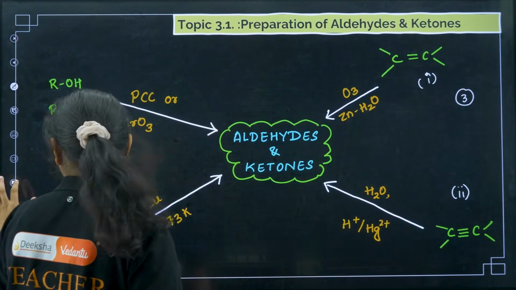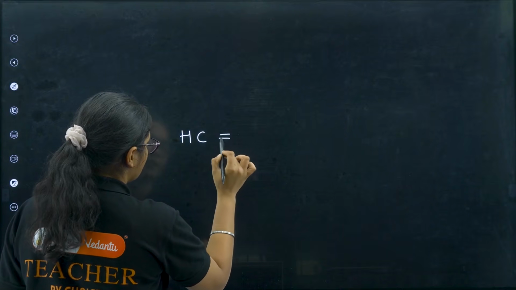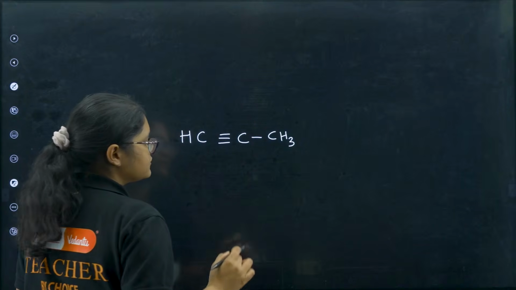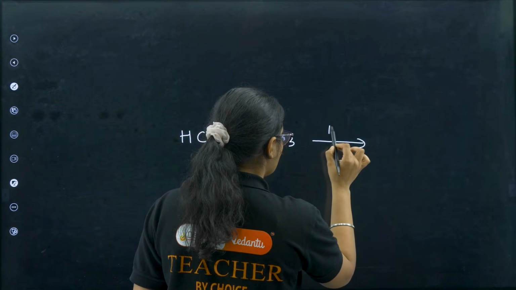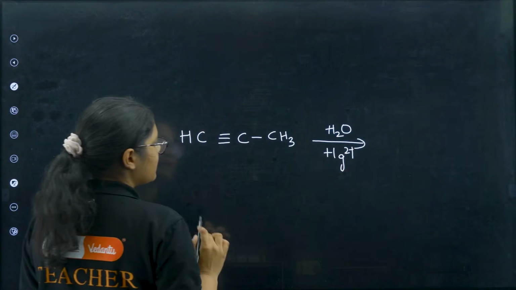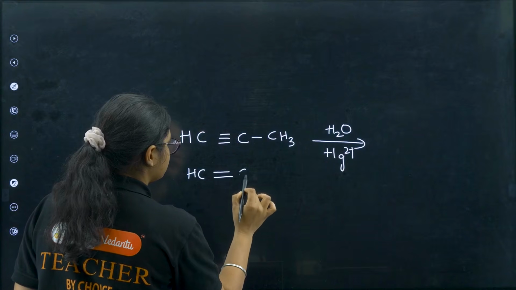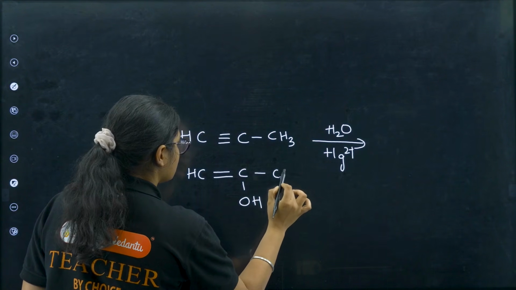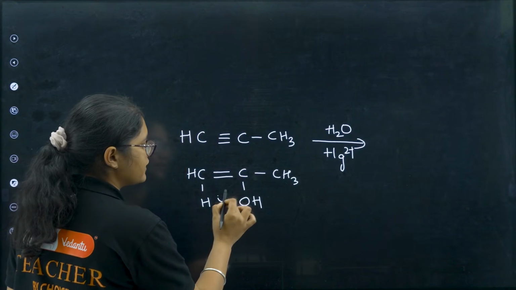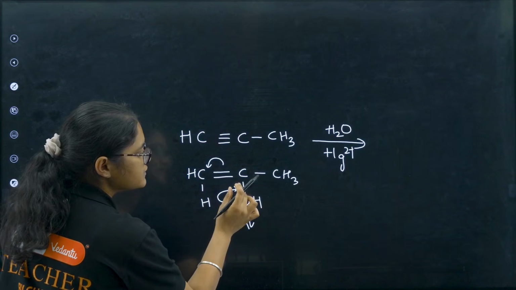Okay, so when you have an alkyne group, suppose you have propyne. When you add water in the presence of Hg2+, what will happen? It will follow Markovnikov's rule and we will get CH3 and H like this. Now after that, there is something called tautomerization. When this tautomerization takes place, this C=O bond will form.